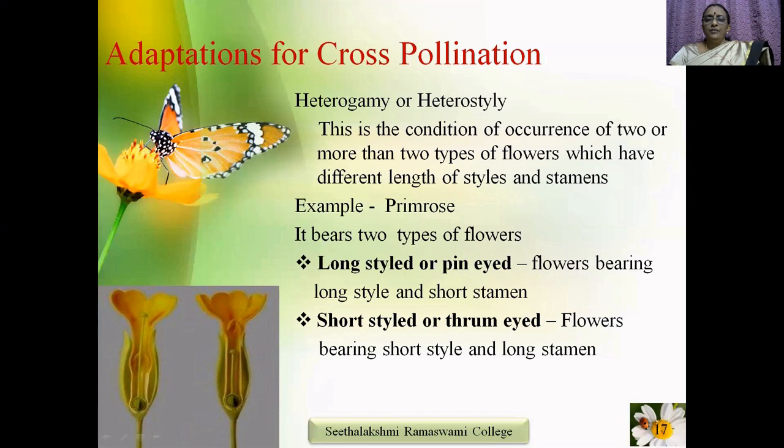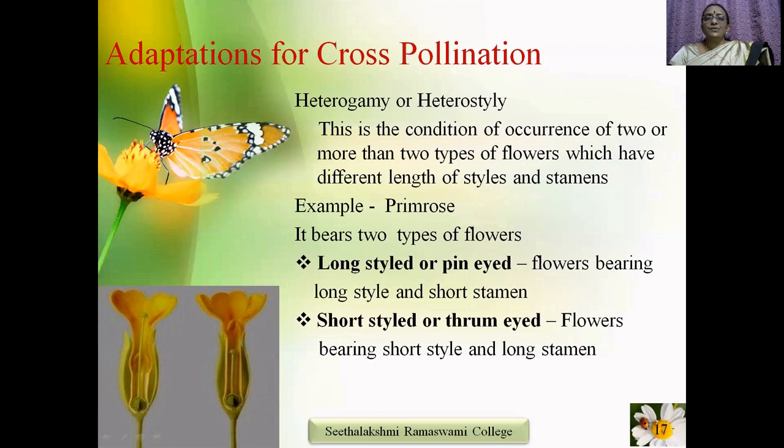The third type of adaptation for cross-pollination is heterogamy or heterostyly. This is the condition of occurrence of two or more types of flowers which have different lengths of style and stigma. That is why we call it heterostyly, different length of style and stigma. A familiar example is primrose.